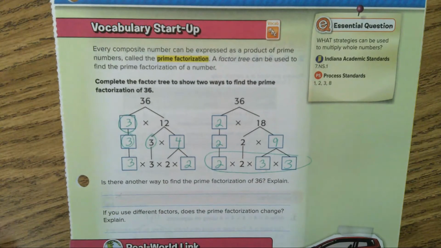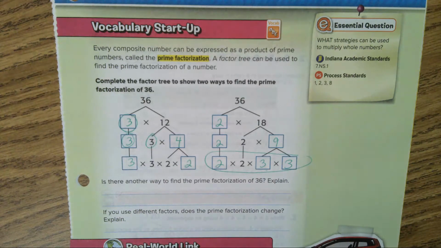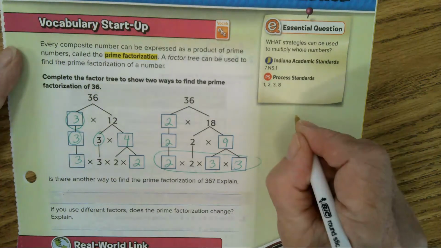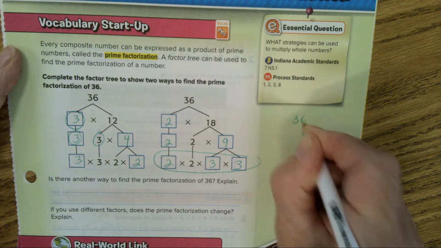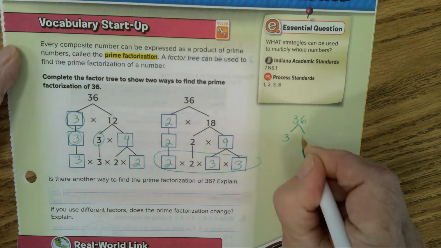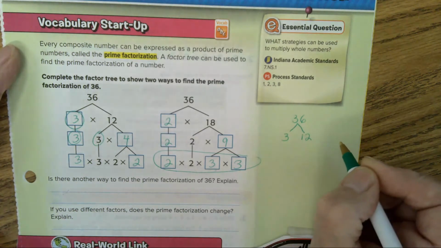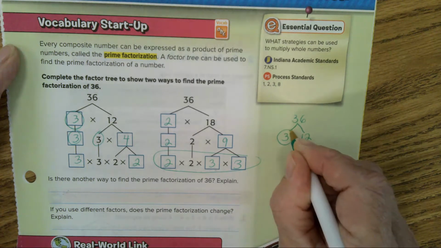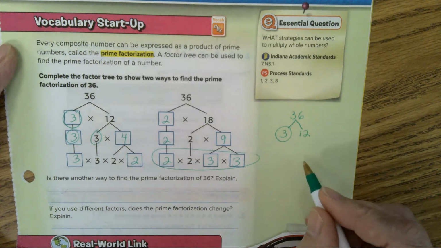So, is there another way to find the prime factorization of 36? And yes, there is. I'm going to show you my way, and I want you to write it down over here. It's not quite as messy, I don't think. So I'm going to start off with 36, and I'm going to say 3 times 12. Now, whenever you use a prime number, just circle the number, and you don't have to carry it down anymore. It's sealed. Now, is 12 a prime number?